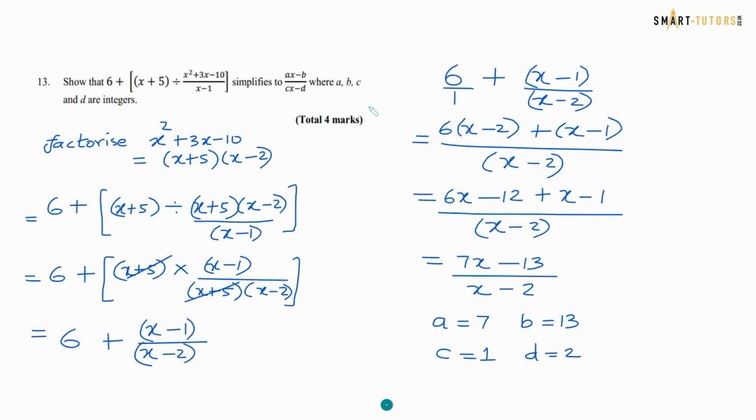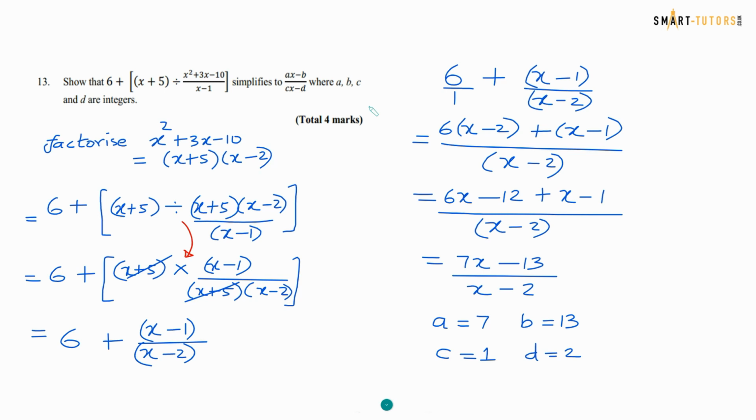Question number 13 is algebraic fractions. The difficulty here is just that the question looks very hard, looking at it from 6 until this fraction here. If you cut this into small parts, first factorize x squared plus 3x minus 10. That easily comes up as x plus 5, x minus 2. Then division turns into multiplication. When you divide, change to multiplication, you flip.